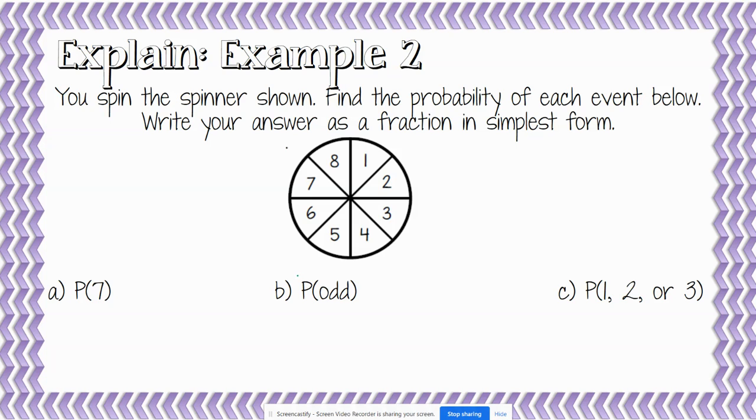For example 2, you're going to spin the spinners shown on your paper. You are going to find the probability of each of these events and write your answer as a fraction in simplest form. So I want everybody to do these problems now.